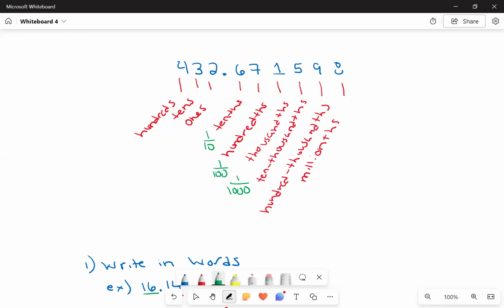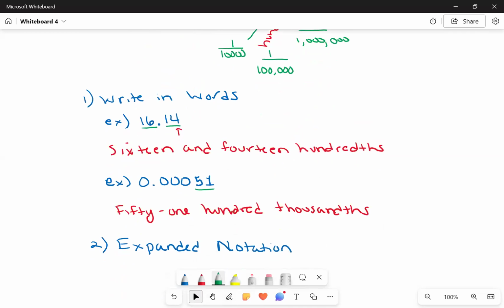I'm going to have to connect them with a line because of space. This is 1/100,000 and 1/1,000,000. There we go. Okay. So we're connecting it to the fraction version of the numbers in expanded notation.